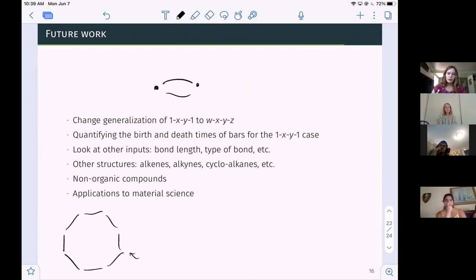The other thing we want to look at and what I'm going to be working on this summer is non-organic compounds. So what happens when we deviate from carbon? Because there are a lot of other different atoms out there. And so it'd be interesting to see what's going to translate nicely and what's not. And that combined with applications to material science is going to be my research for the summer.